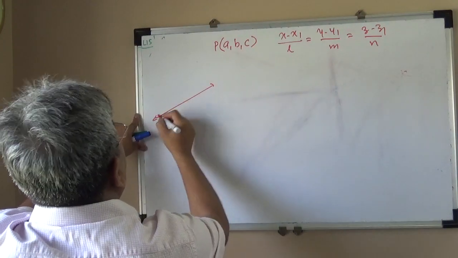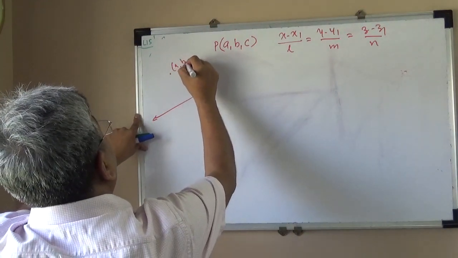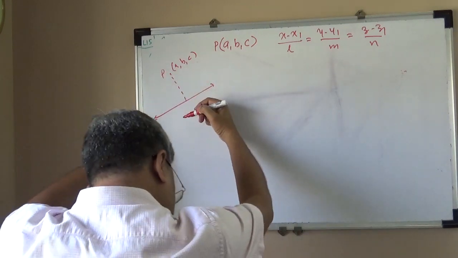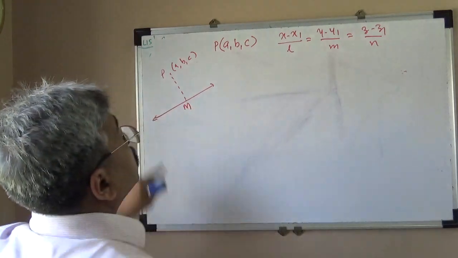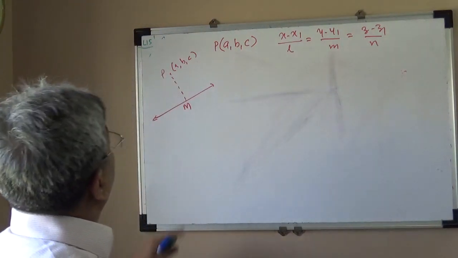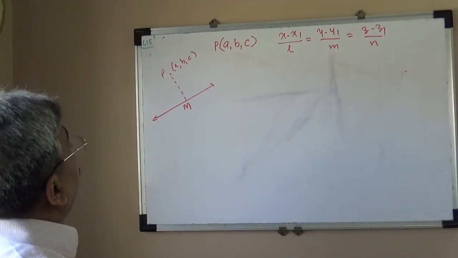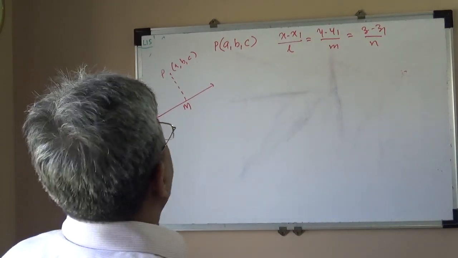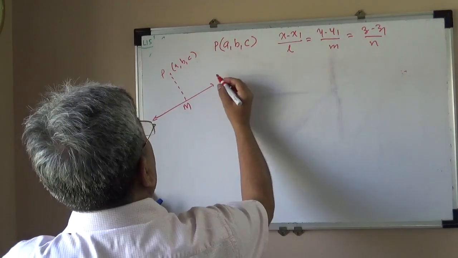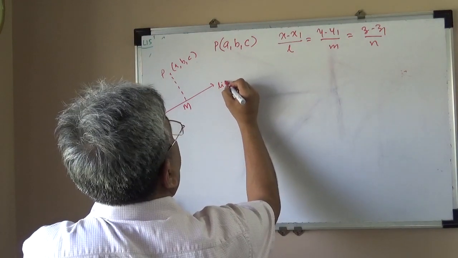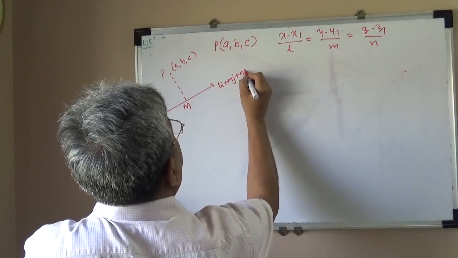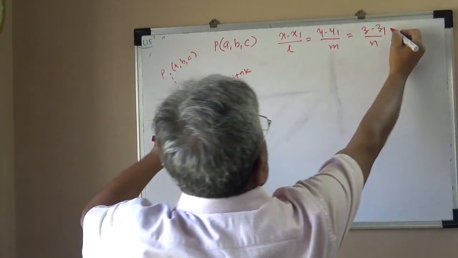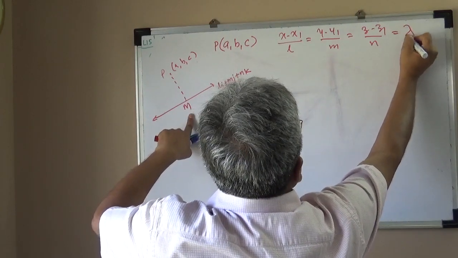The line is there and the point is there, A comma B comma C, and we are supposed to find out, suppose this point is P, then this point is M. Okay, we are supposed to find out the coordinates of foot of perpendicular and the distance PM. That is the job given to us. What is the vector which is parallel to this line? Li plus Mj plus Nk. Okay, and what is any general point on this line? Let us say the parameter lambda now.